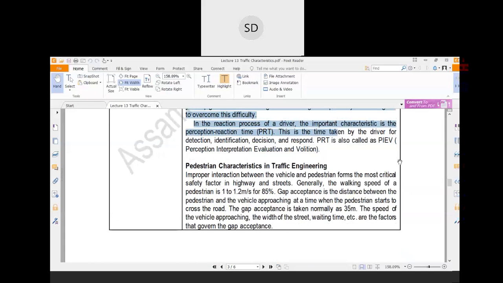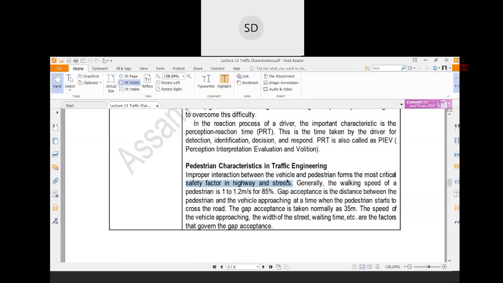Then pedestrian characteristics. The pedestrian characteristics are important because in our road system, pedestrians play an important role, and in most of the at-grade intersections, the pedestrian problem is huge, and in many cases, they are responsible for the lower speed of the vehicles within the intersection area. Improper interactions between vehicles and pedestrians form the most critical safety factor on highways and streets.